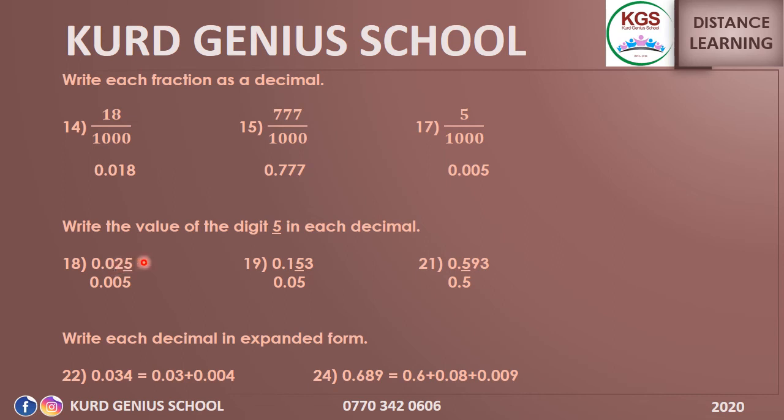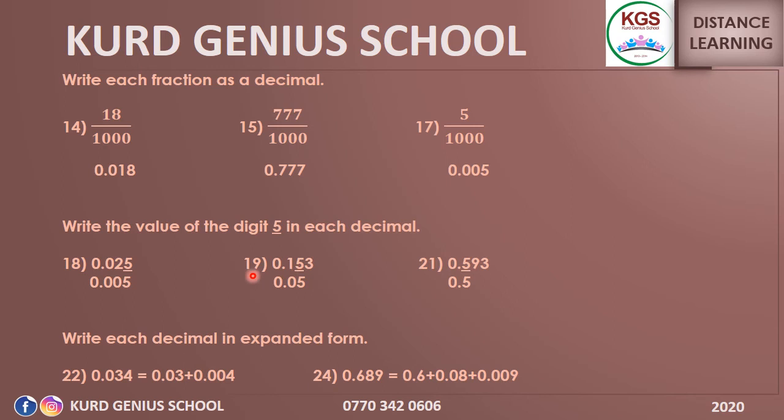Ignore the digits to the right of the 5. We don't have any digits to its right. What about the digits to its left? Write each digit to the left of the 5 as 0. So 0 for the whole number part, 0 for the tenths, 0 for the hundredths. Now write the 5 itself. So the value of the 5 is 5 thousandths.